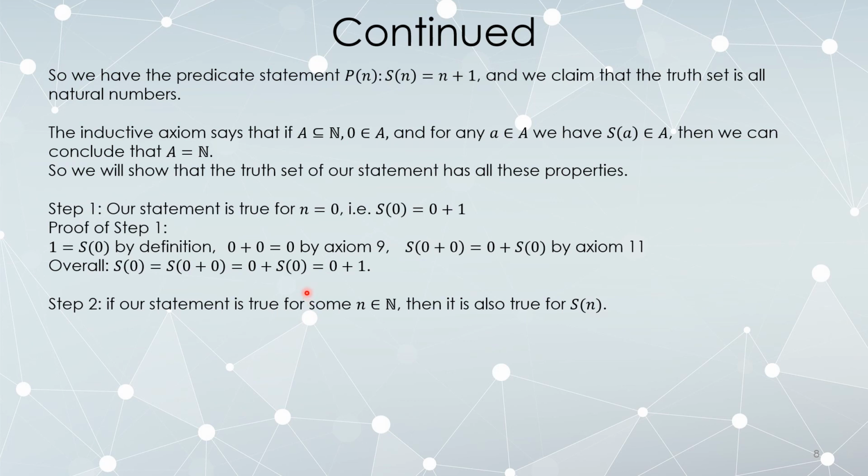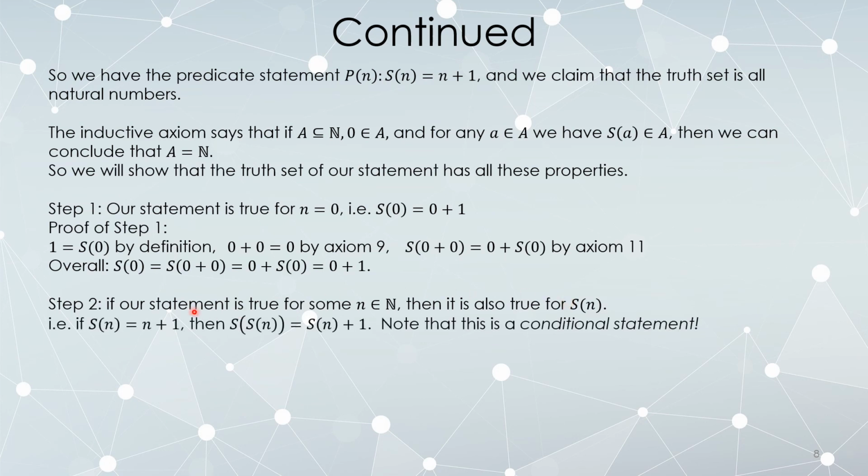Next, what we need to do is show that if our statement holds for some number, then it is also true for its successor. Specifically, if our desired statement is true for n, then it is true for S of n. So in this line, I'm replacing all of my n's with S of n's. If it's true here, then hopefully it's also true here. But notice that's a conditional statement, and we can prove it as a conditional statement.